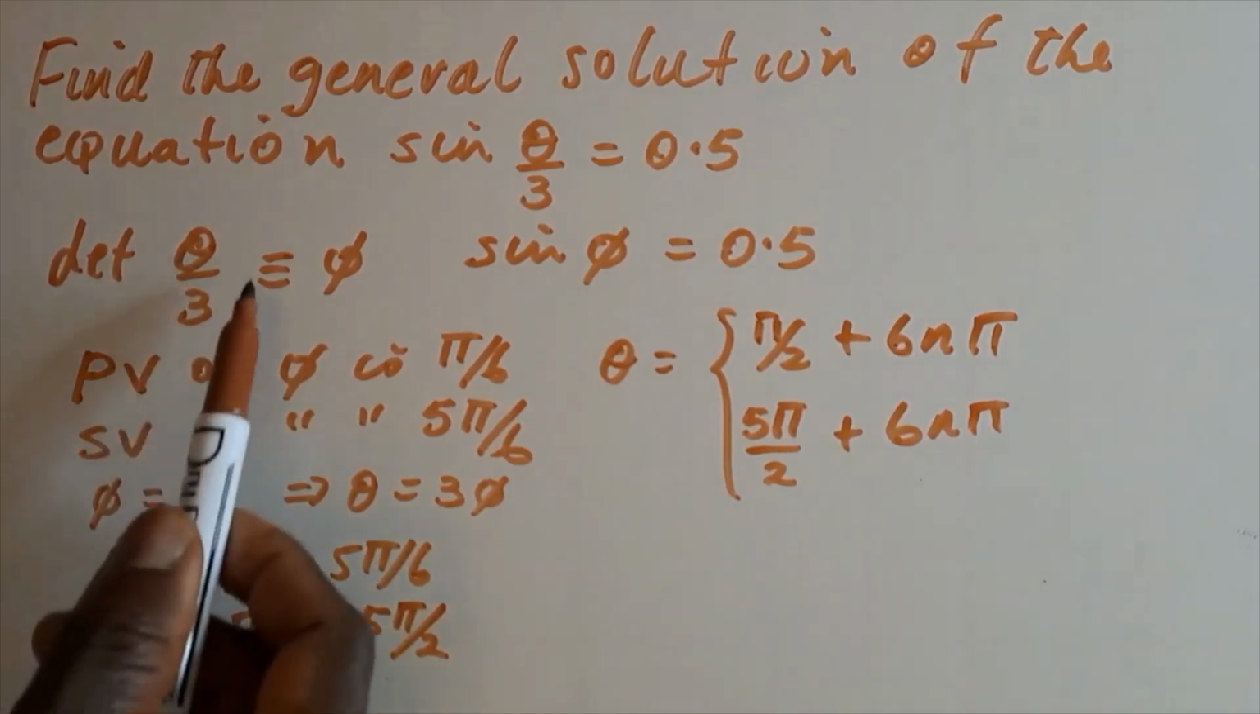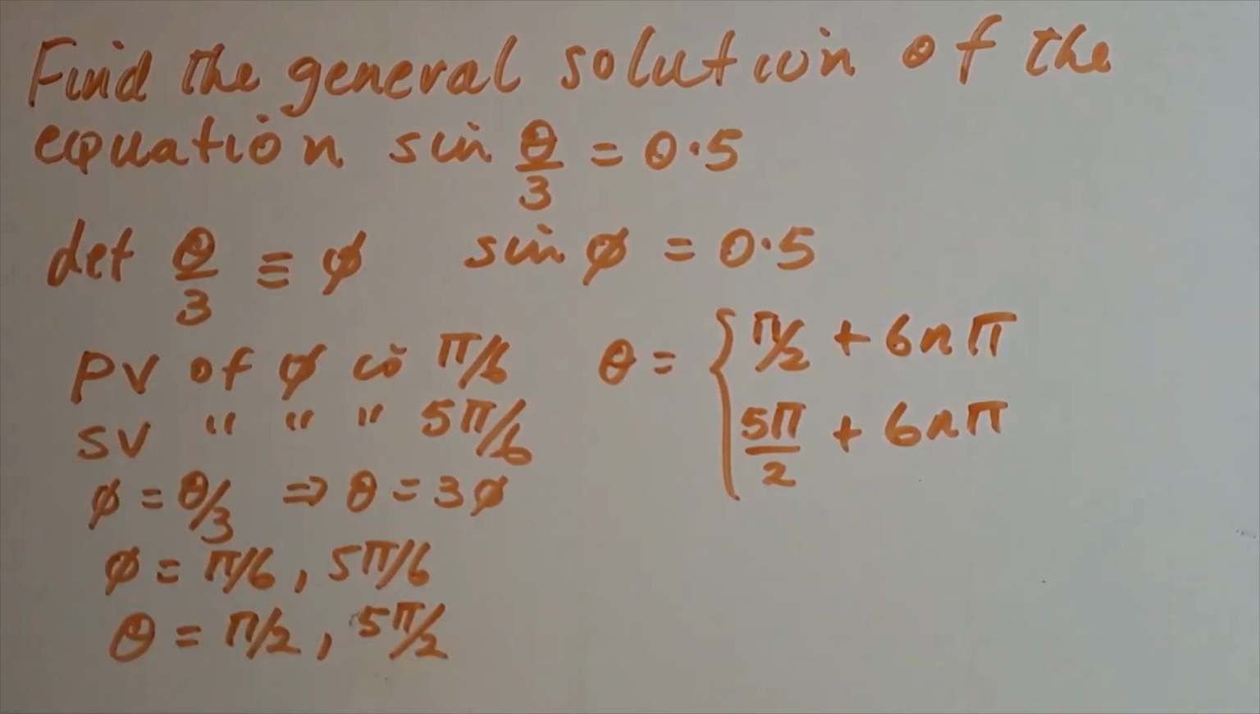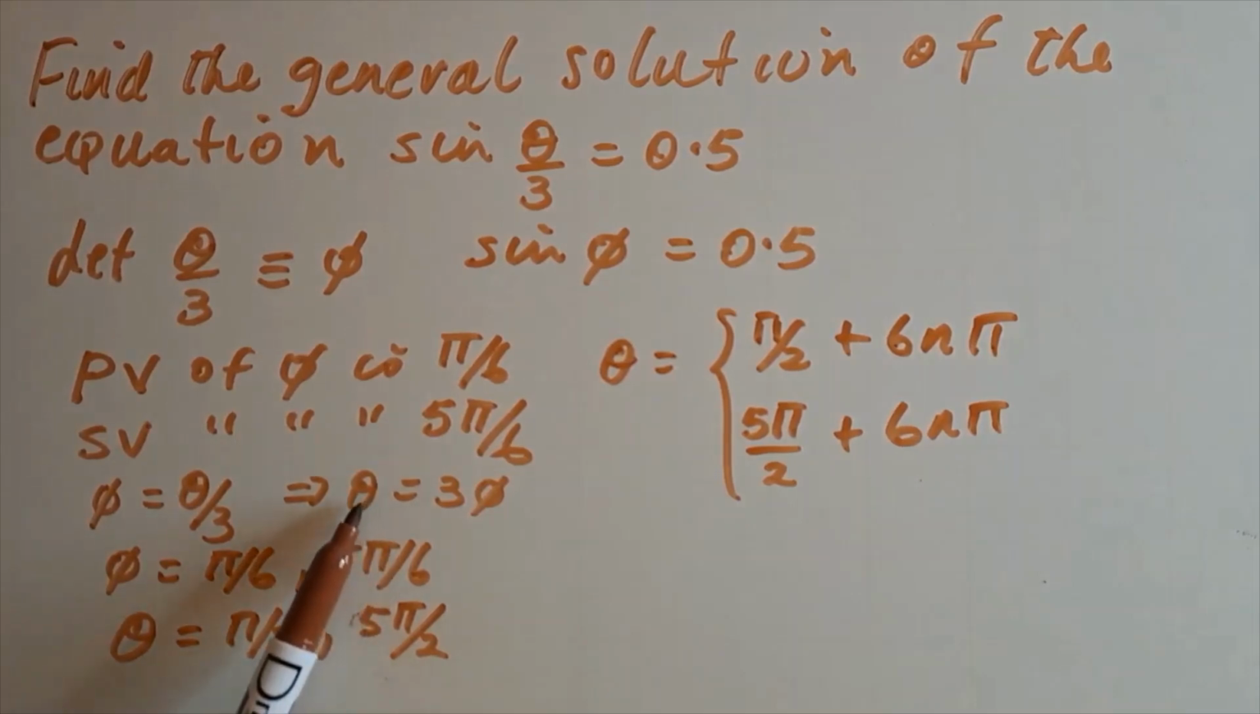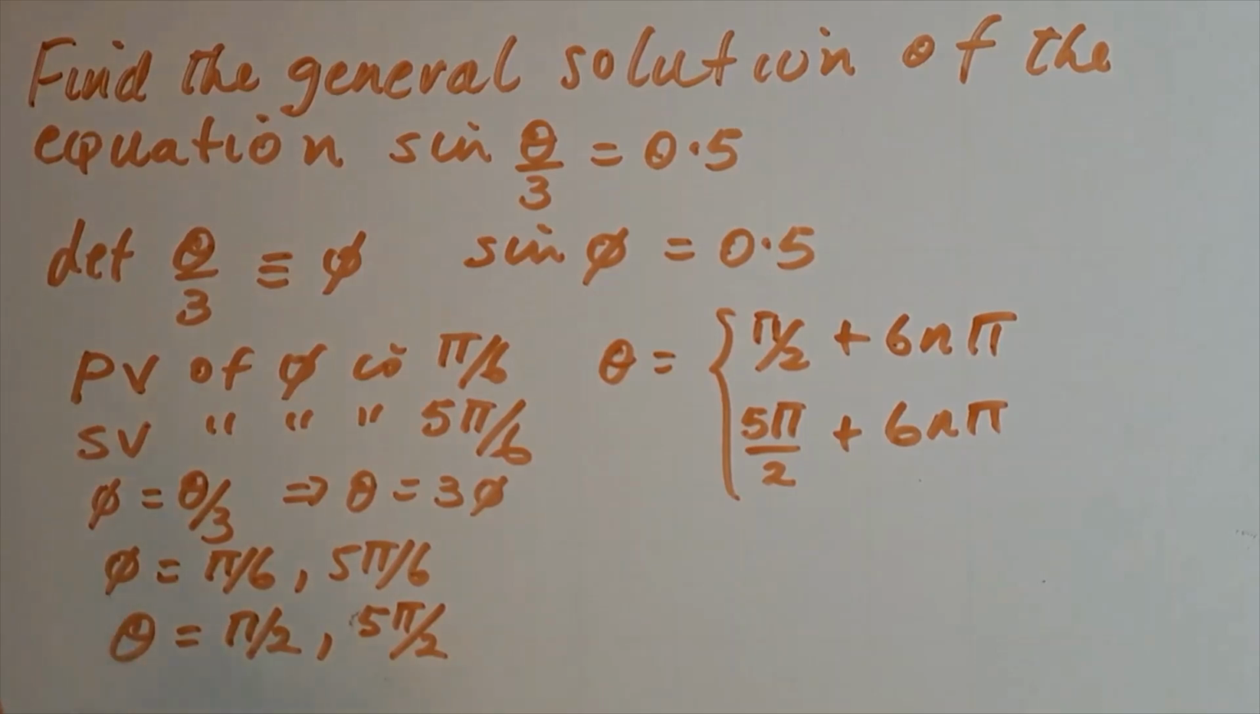The substitution simplifies things, and we also need to be aware of this factor where theta is 3 times phi, which changes our values from pi over 6 to pi over 2 and 5 pi over 6 to 5 pi over 2.